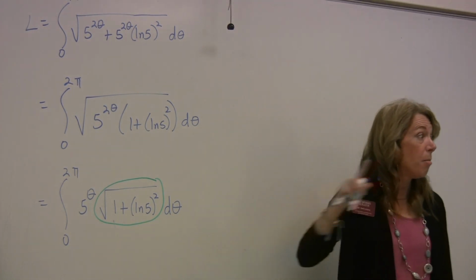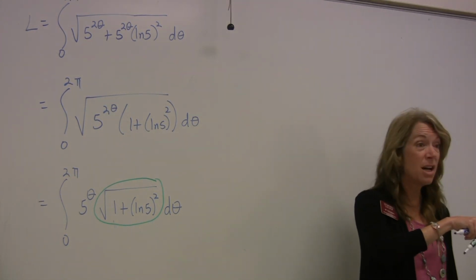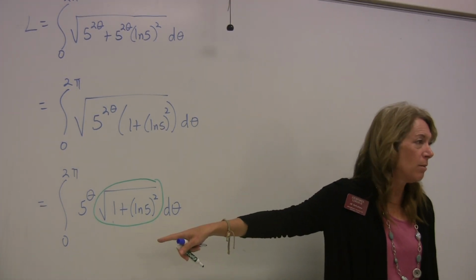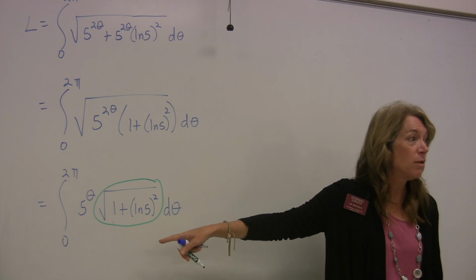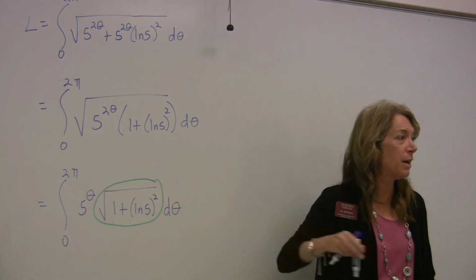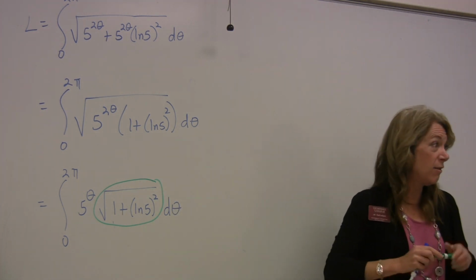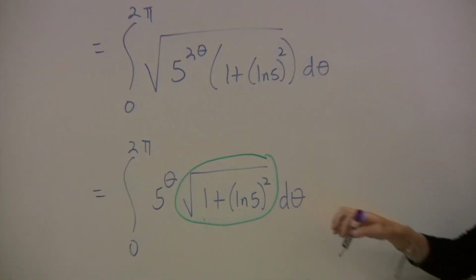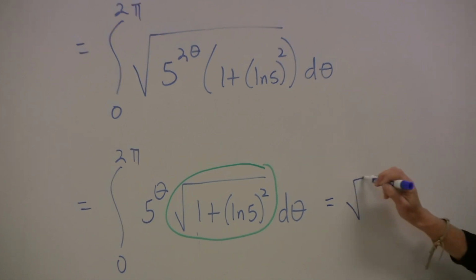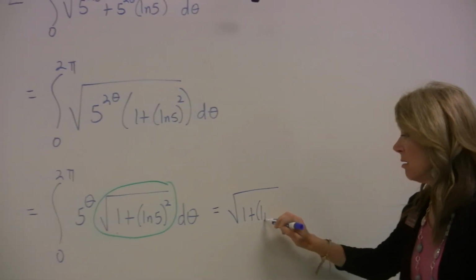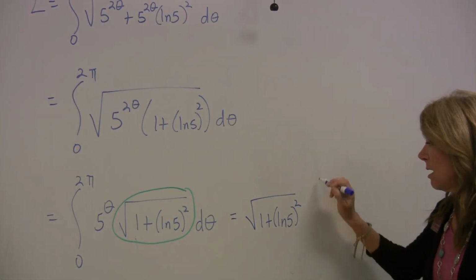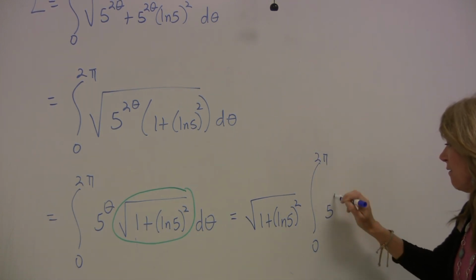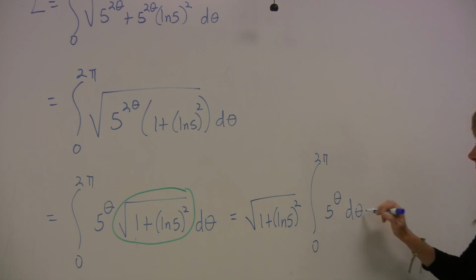It's just a constant. But the cool thing is it's really just a constant. That's just some number that you can put into your calculator, right? 1 plus natural log, it's just a constant. So if it's a constant, we can just pull it all the way out front. It's a messy constant, I'll give you that, but it's just a constant. We don't have to integrate it. There are no thetas in there whatsoever. So I'm going to pull that all the way out front, and then I'm going to integrate what's left, which is just 5 to the theta d theta.